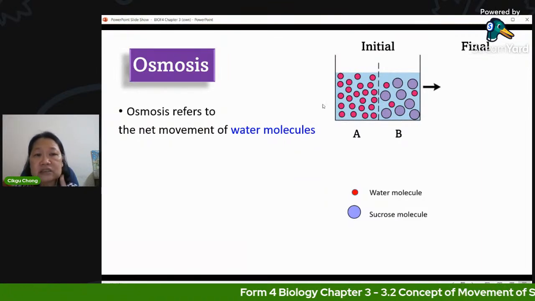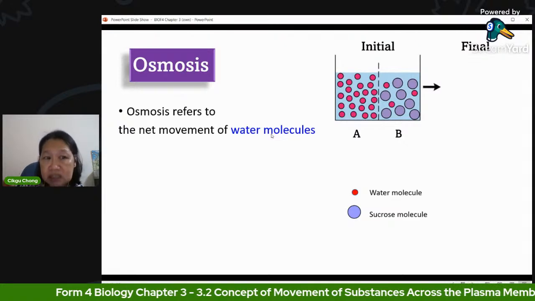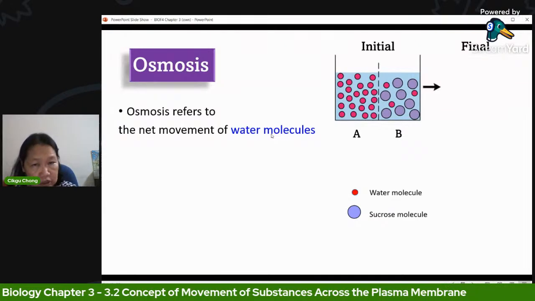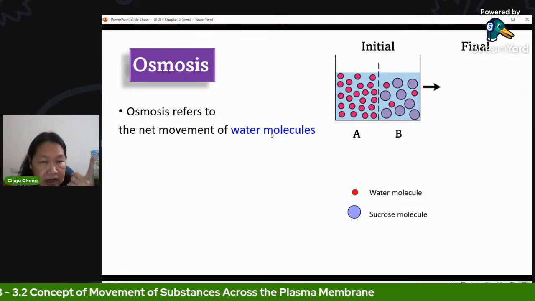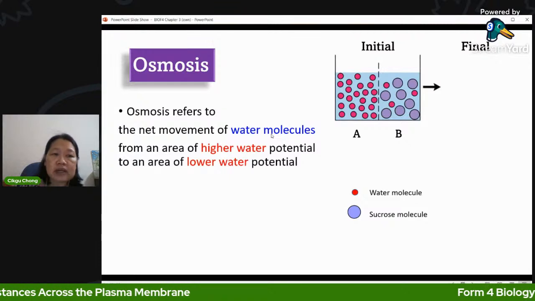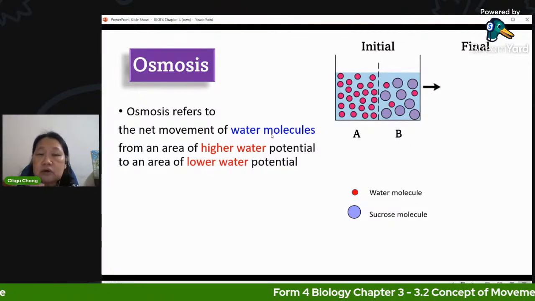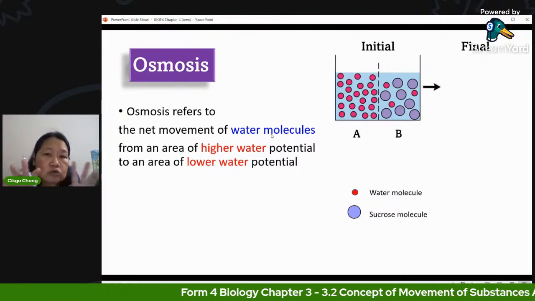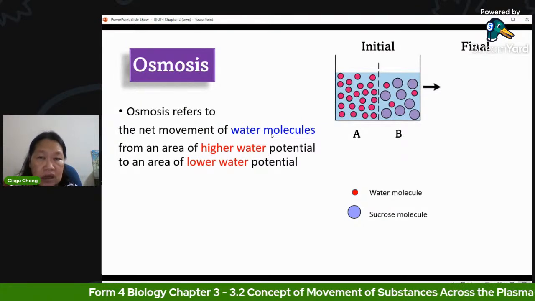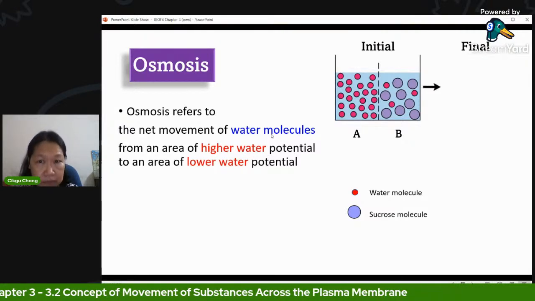Number 1 is the definition. Osmosis is the net movement of water molecules. Only 1. Next, the second sentence: from where to where? From an area of higher water potential. Higher water potential means more water. So let's say you have 2 types of solution here. I've got A and B, separated by a selectively permeable membrane.